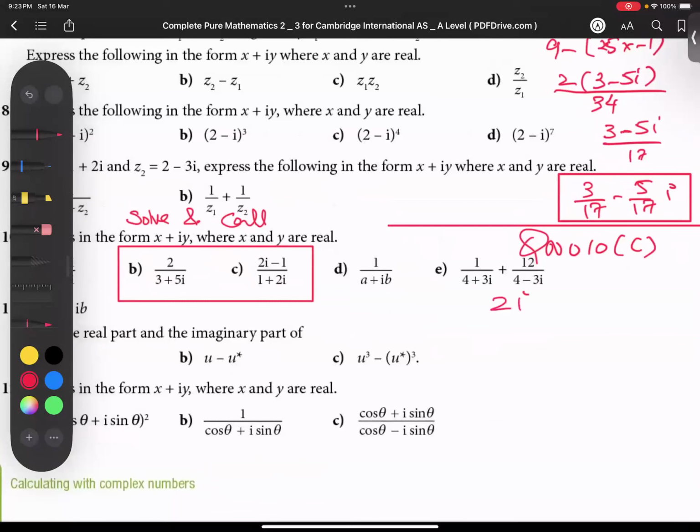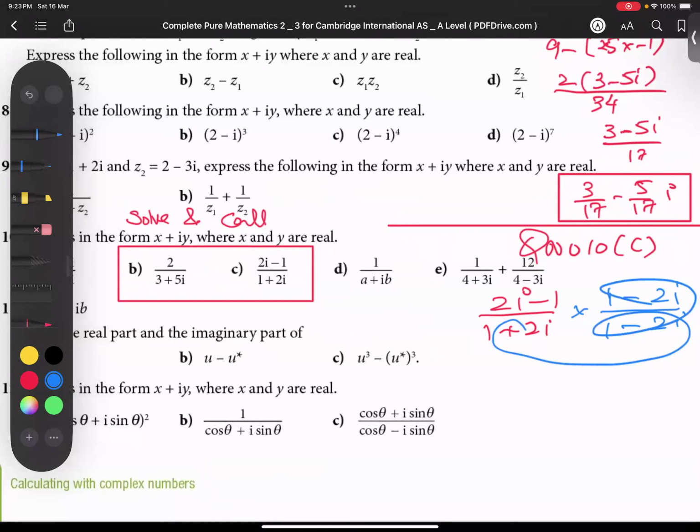So 2 iota minus 1 over 1 plus 2 iota. Multiply up and down by the same values, just opposite sign. This sign change is called conjugate, and multiplying up and down is called rationalize.